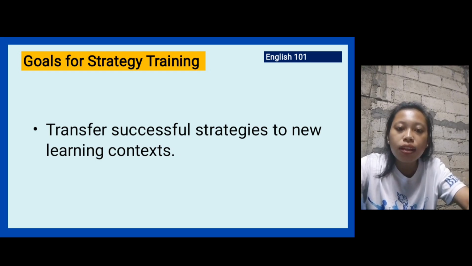Next is transfer successful strategies to new learning contexts. Learners apply strategies that work well in one situation to other learning tasks or subjects. This helps them continue learning effectively in different contexts.